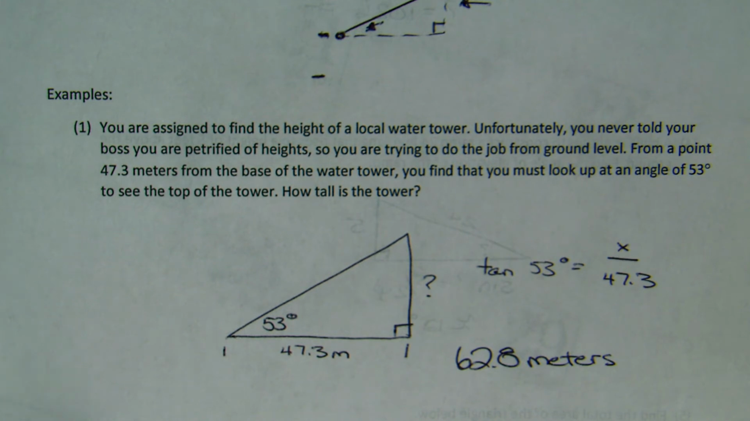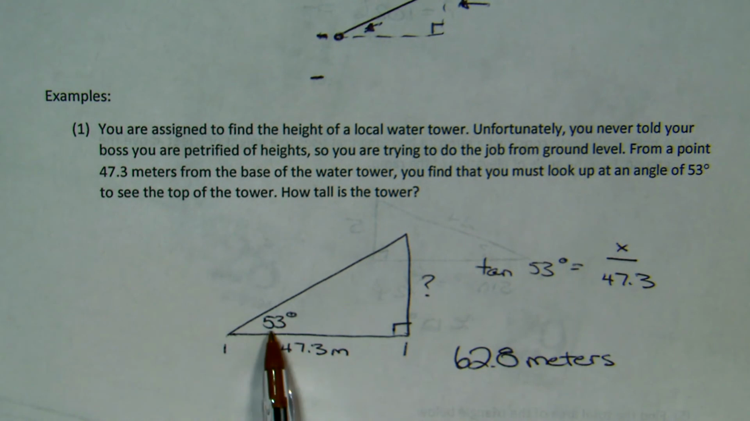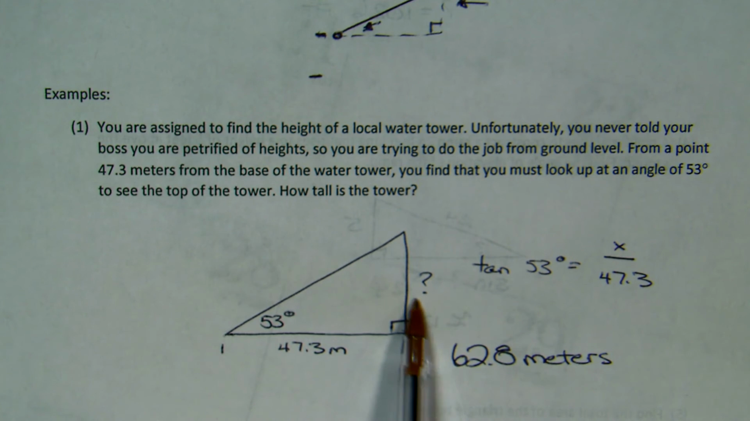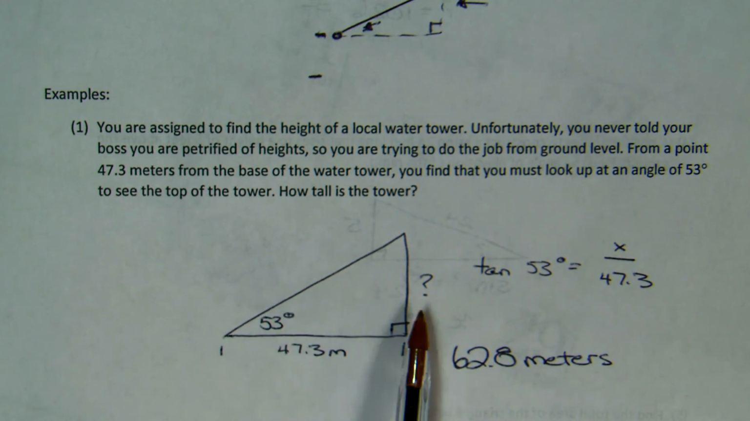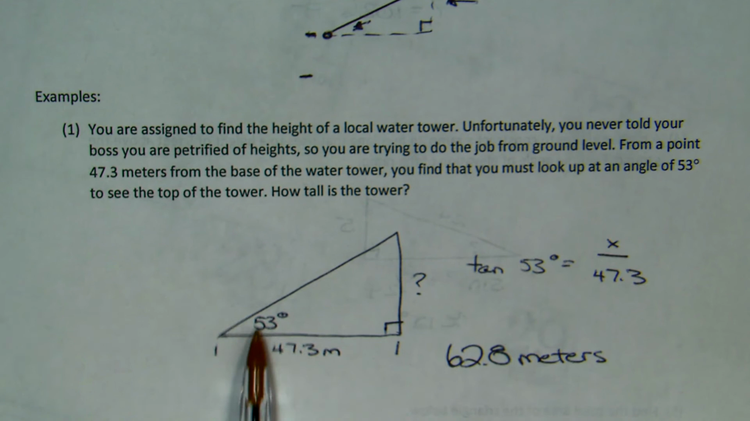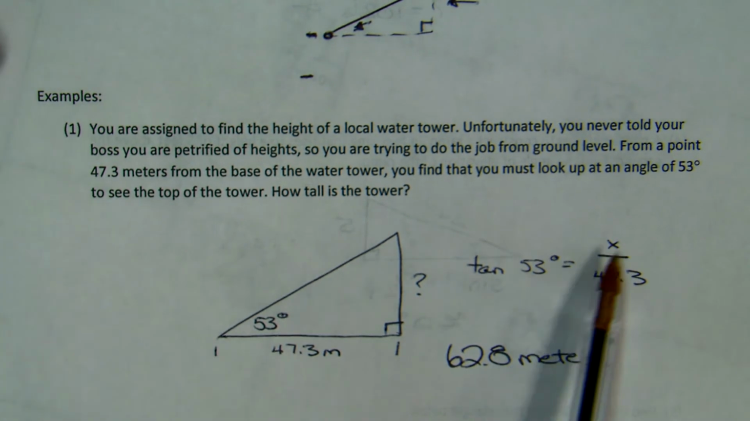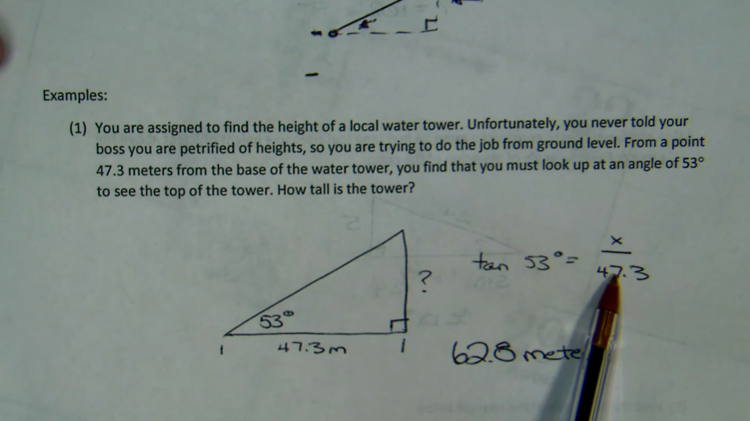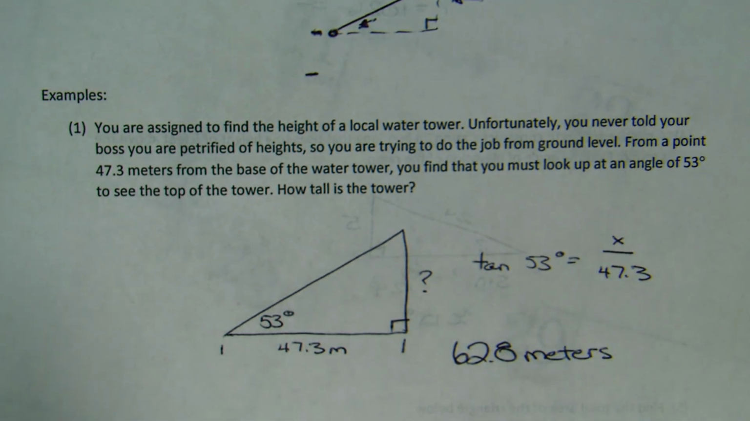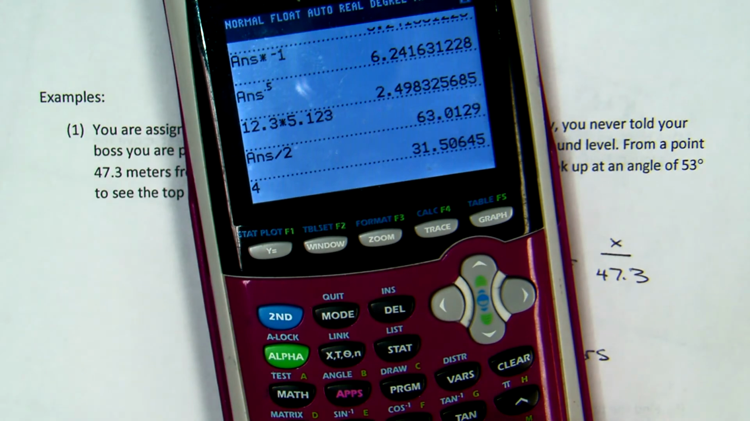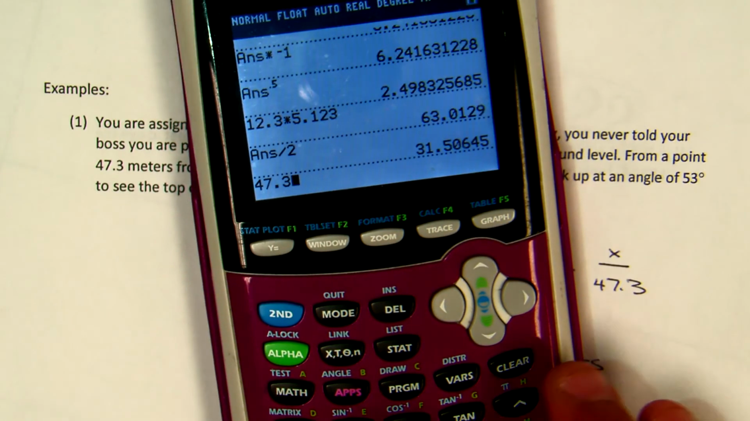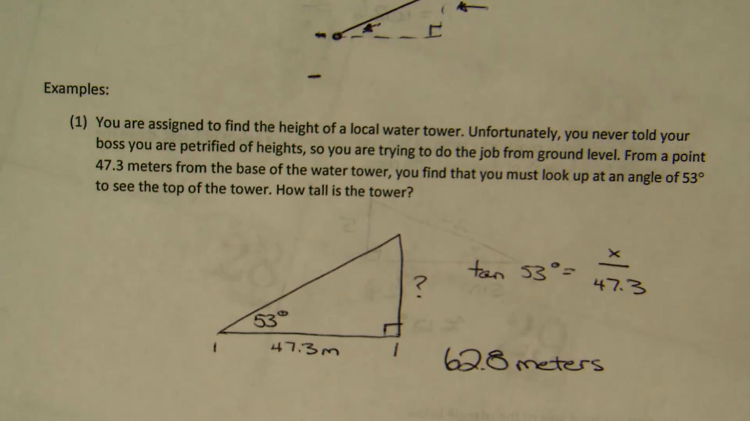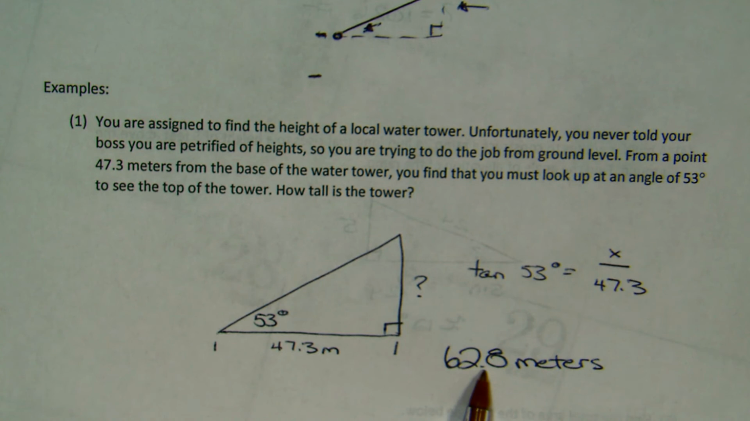Okay, so this is the angle we're looking up at, 53, and 47.3 meters from the base. I'm trying to get the height. All right, since hypotenuse isn't involved, it's got to be tangent. So tangent of my reference angle, in this case 53, equals x over 47.3. How do you get rid of a division by 47.3? You multiply, so you can do 47.3 tangent 53. Remember to be in degrees, and you get 62.76, so depending upon where you're asked to round to, it's 62.8.